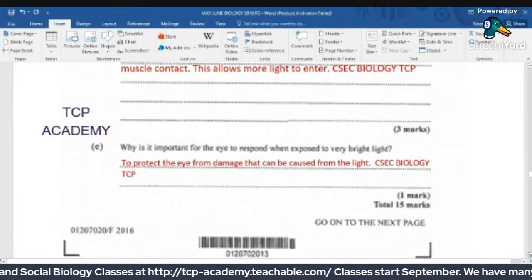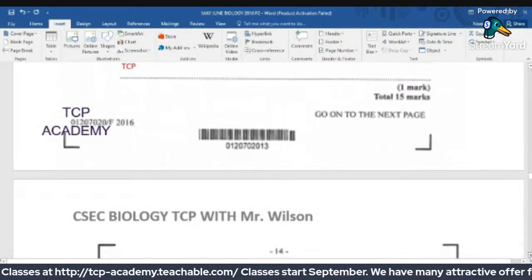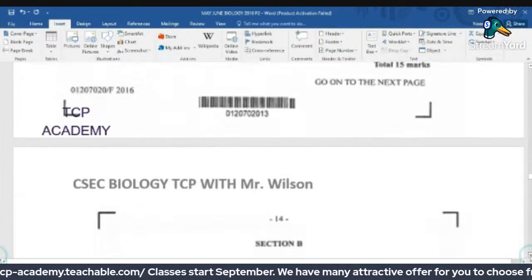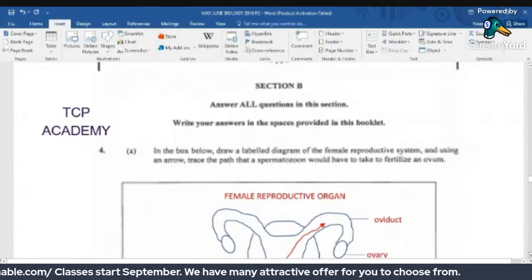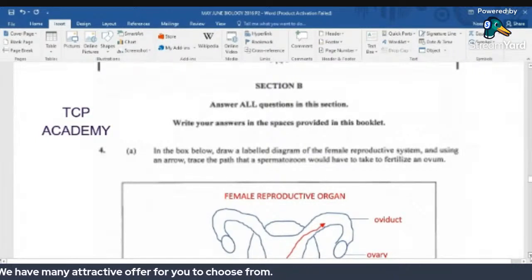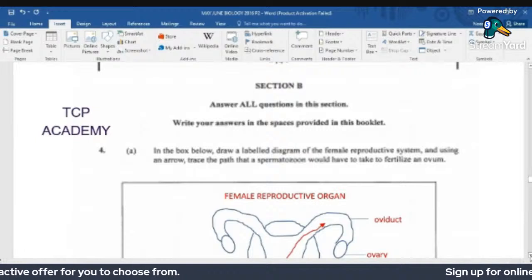You really don't want that to happen, so the eye needs to respond in order to protect itself. We're on to Section B of the paper, and we're supposed to answer all questions in this section. Write your answers in the space provided in this booklet.